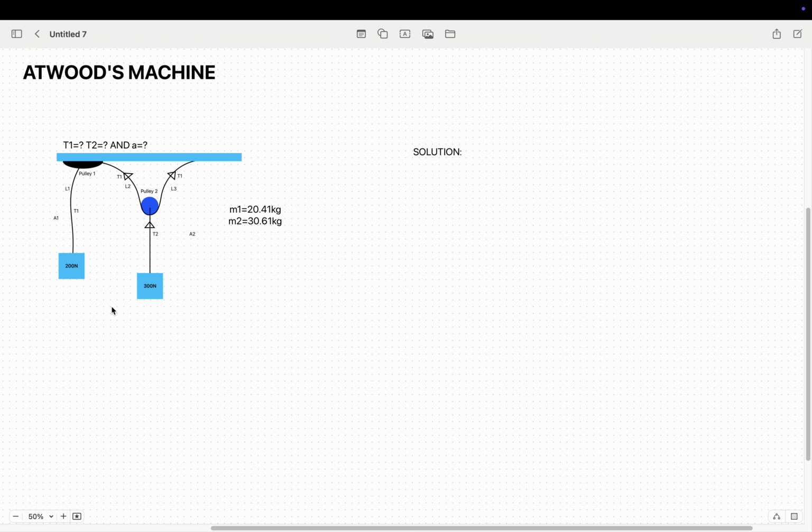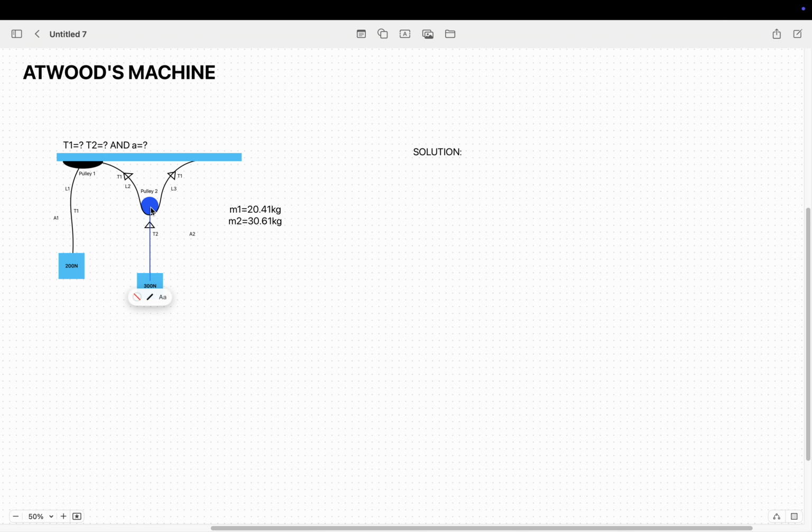weighing 300 Newton. The question asks us to find T1, T2, and the acceleration of the whole system, the magnitude of the acceleration, that is, at what acceleration the objects will move. Actually, why does this question ask for the acceleration?